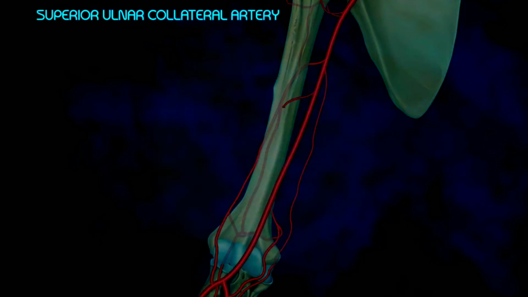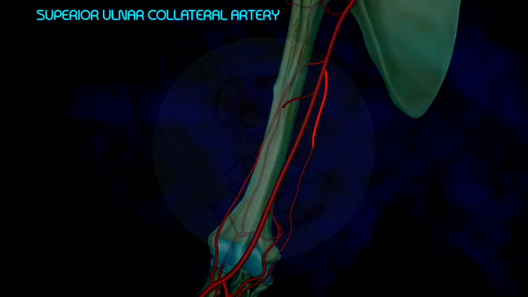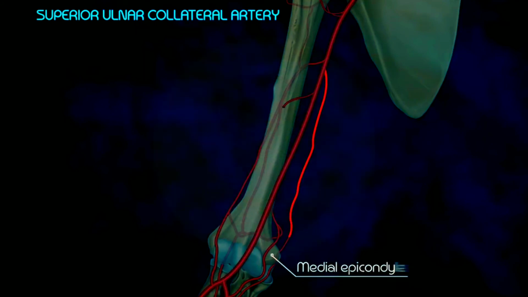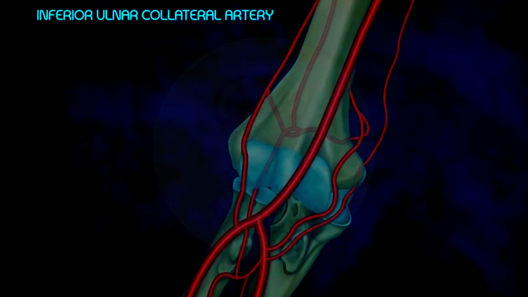Superior ulnar collateral artery. This artery travels along with the ulnar nerve and posterior to the medial epicondyle and takes part in anastomosis around the elbow.